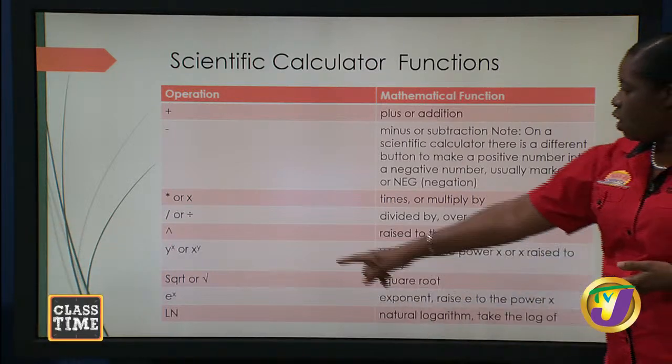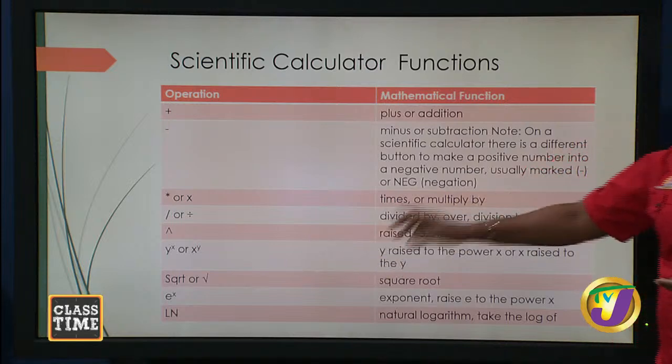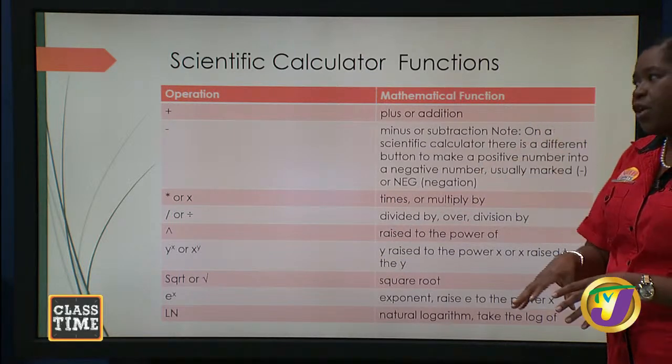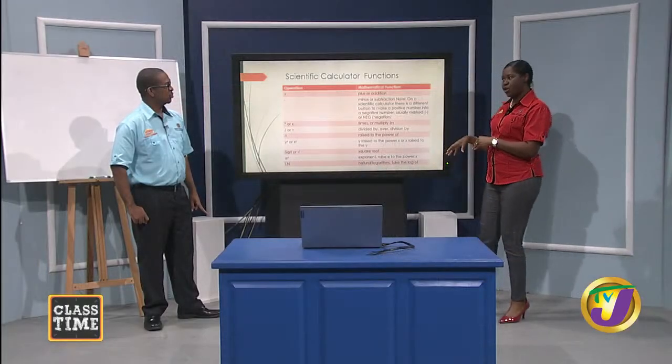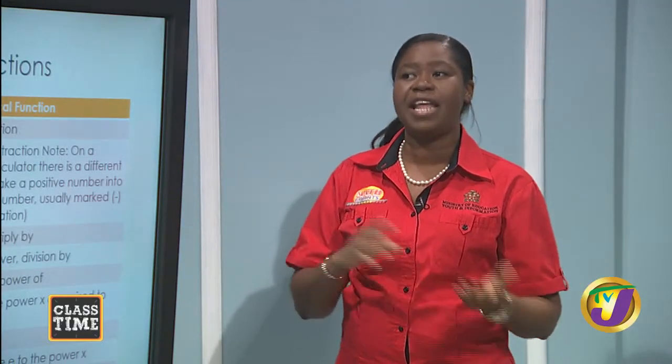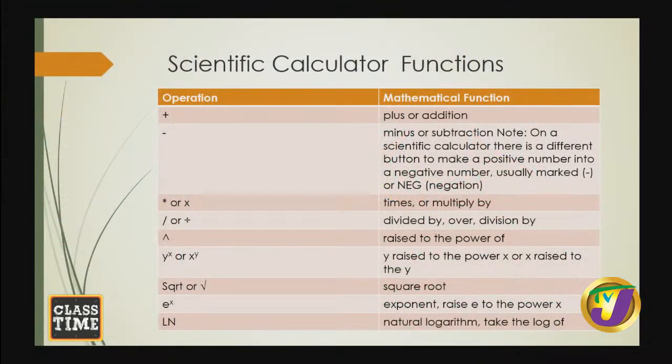Some calculators will also have SQRT, or the square root sign. So some calculators you'd have to put the square root sign first, and then the number you want to find the square root of, or you may have to put the number first and then the square root sign. It depends. So Nikisha, how do I know?